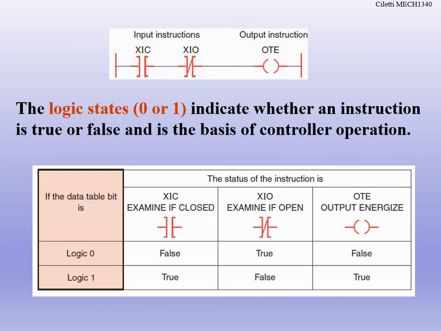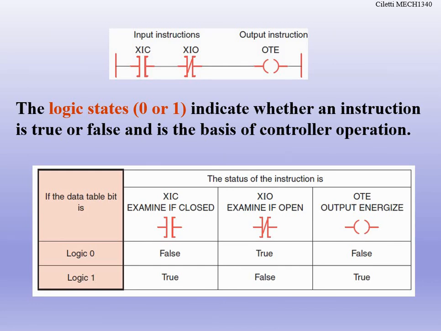Because if we have logic 0, it's not going to be open, right? So it's true. Or 0 opens it, right? And 1 would keep it closed. So that's why it would be false. Okay, so examine if closed, examine if open, and how we use that to turn on the output coil.